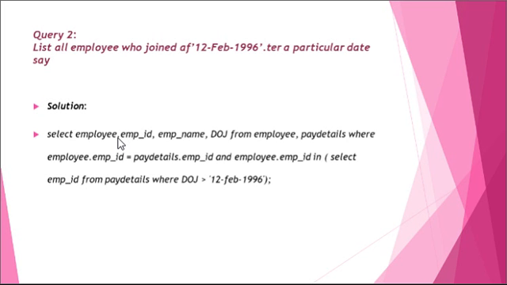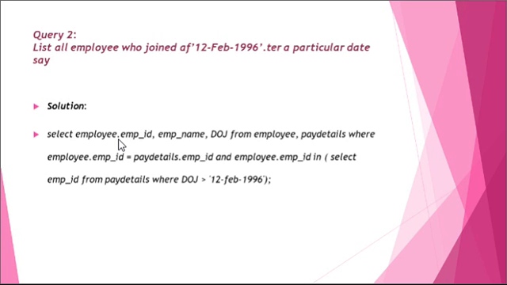Here the question is misprinted. I want all the employees who have joined after 12th Feb 1996. So I have one condition: date of joining is greater than 12 February 1996. I want to list all the employees, which means I want employee ID, employee name and date of joining.